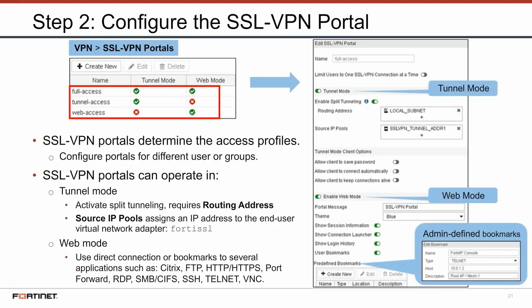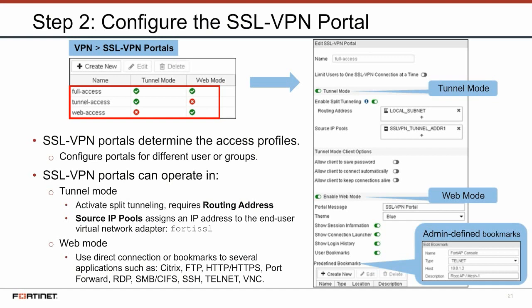The second step is to configure the SSL VPN portal or portals. An SSL VPN portal contains tools and resource links for the users to access. In tunnel mode, when you enable split tunneling, you need to select a routing address setting, which usually specifies networks behind the FortiGate for the SSL VPN users to access. Also, for tunnel mode, you need to select an IP pool for users to acquire an IP address when connecting. There is a default pool available within the address objects if you do not create your own.